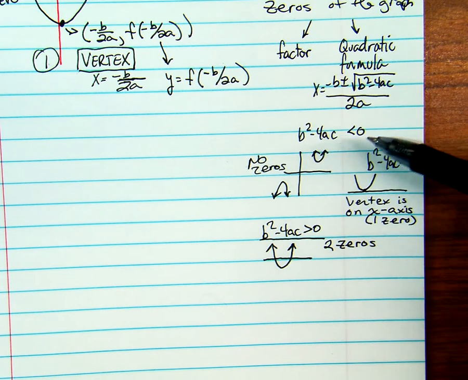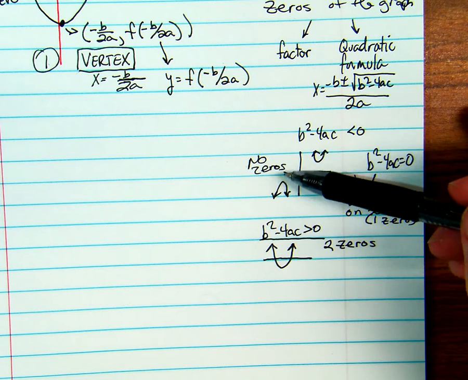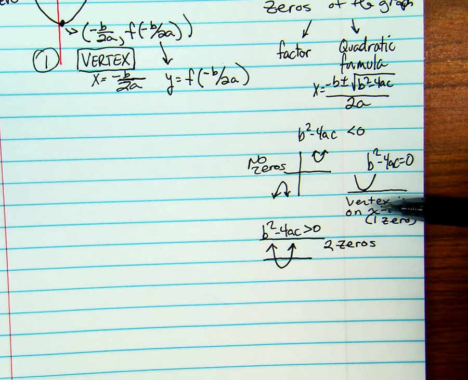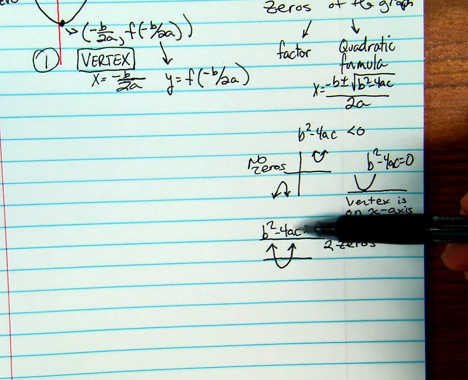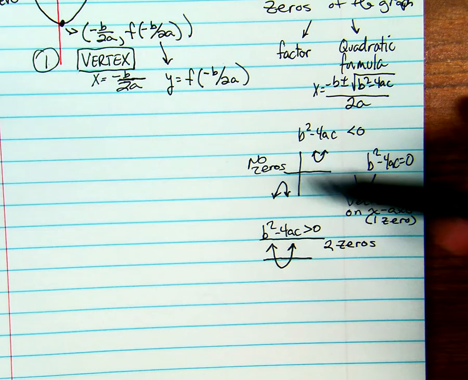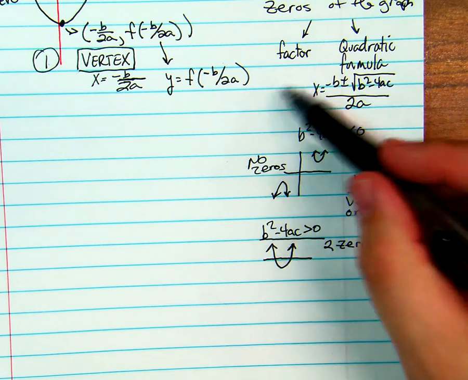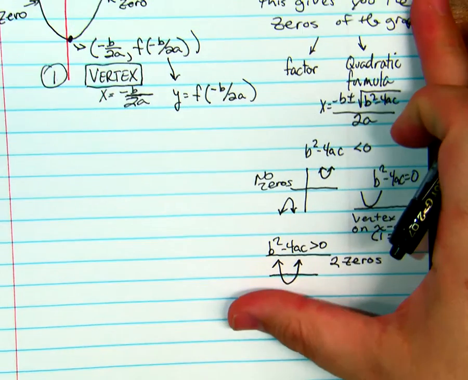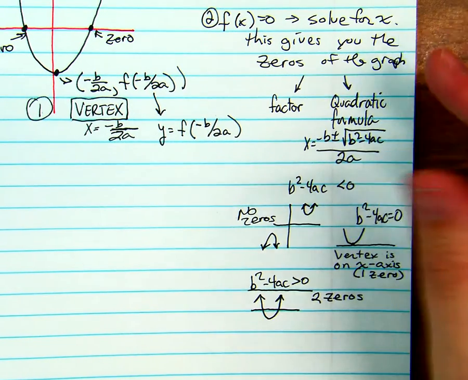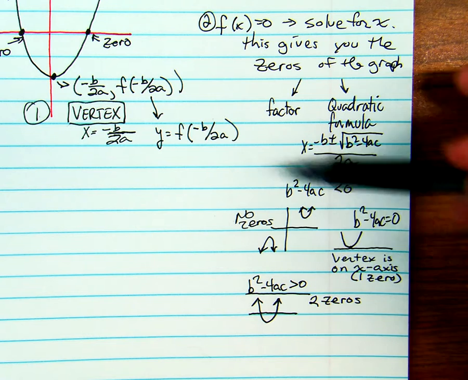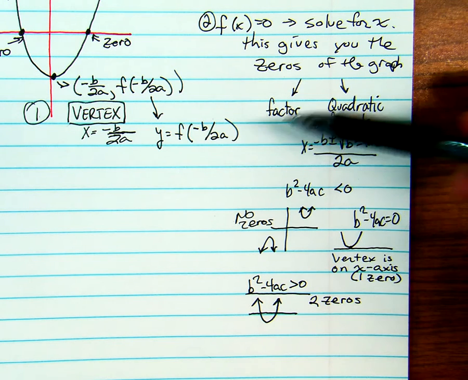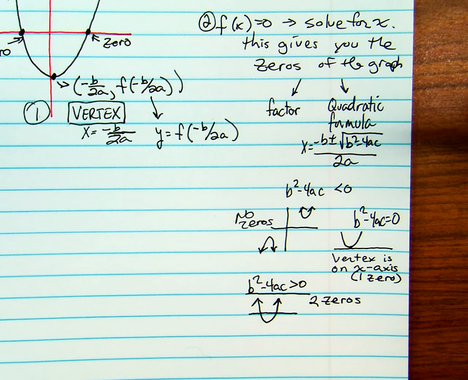If it's less than 0, if it's negative, you're going to get no zeros. If it's equal to 0, you're going to get one zero, what we also call a double root. And if it's greater than 0, you'll get two zeros, and you'll be able to find them there. If you can factor it, do that, because then you can find exact values a lot easier and a lot faster.